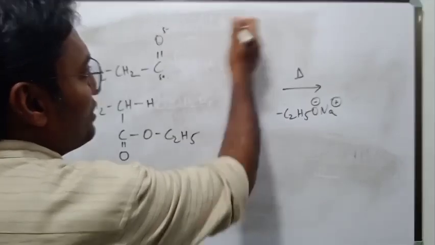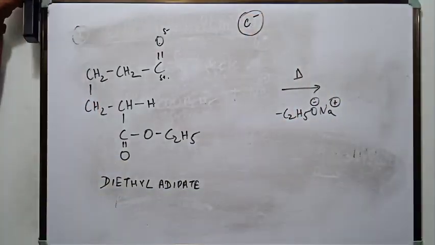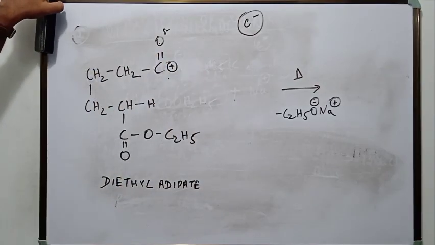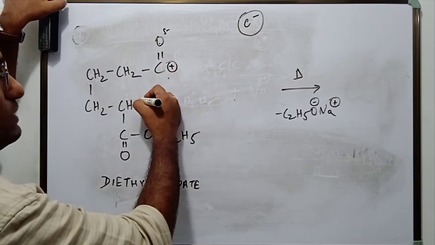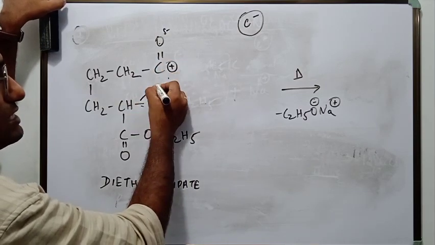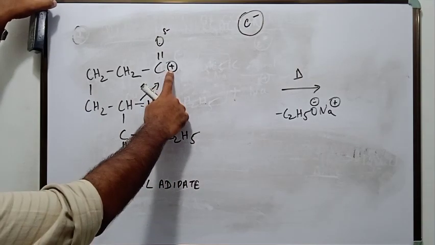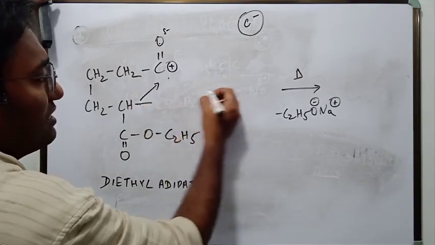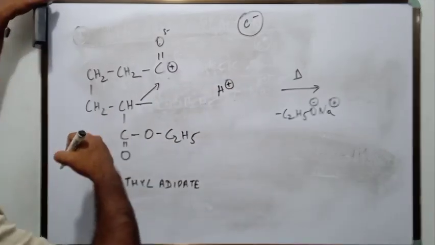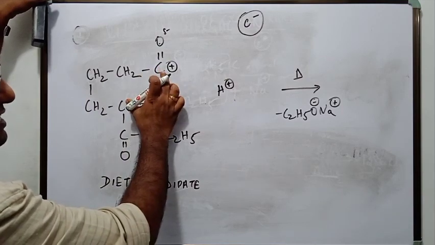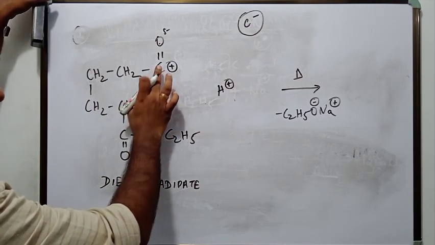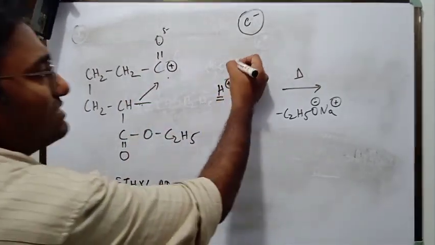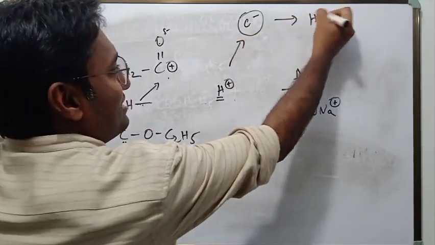There is an electron here, correct? So when it goes, this carbon becomes positive. The positive charge of this carbon pulls the electron pair towards itself. That results in H plus being eliminated. These sides get joined to each other. And H plus accepts the electron and becomes an H atom.